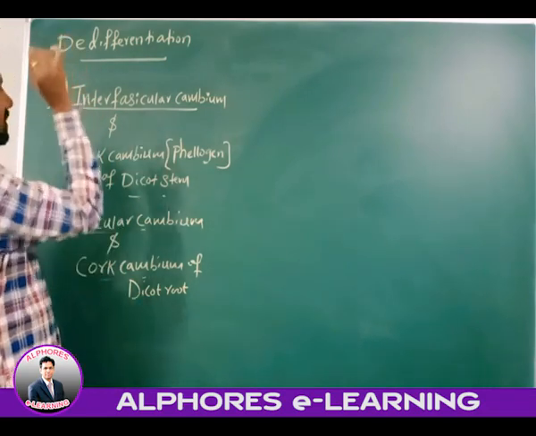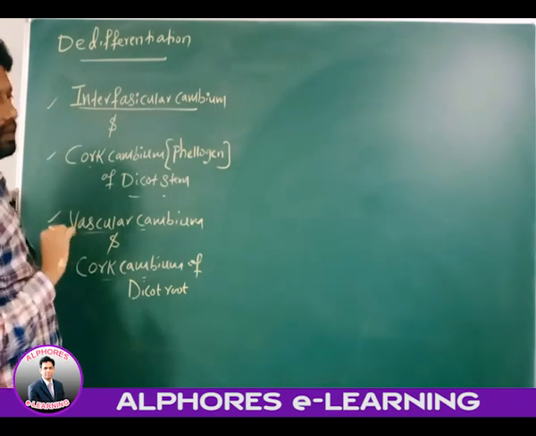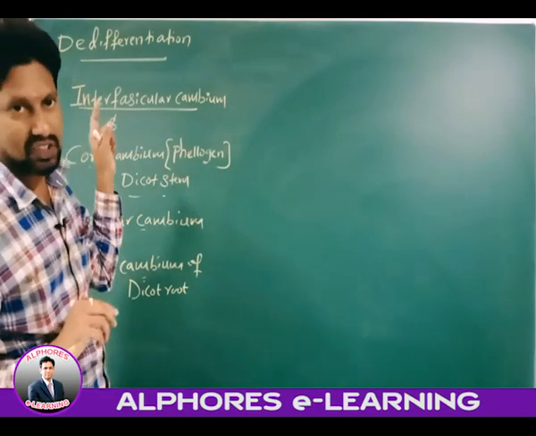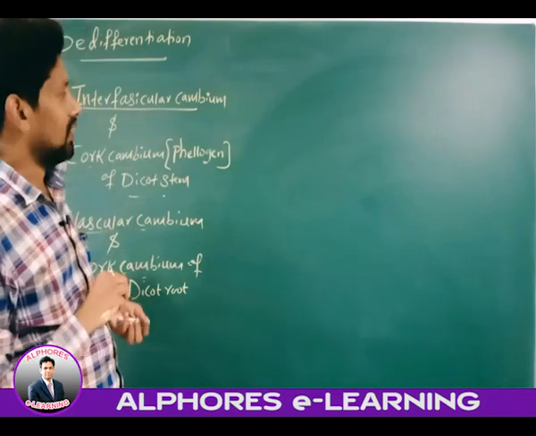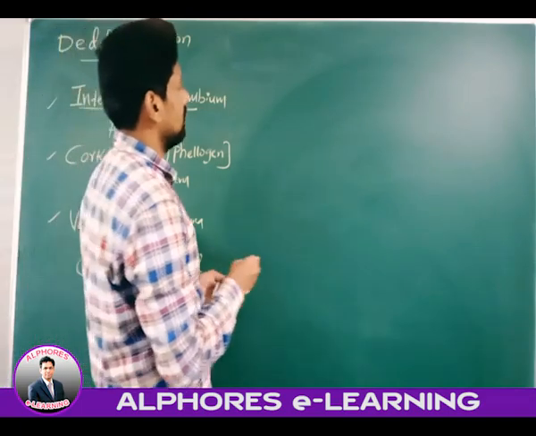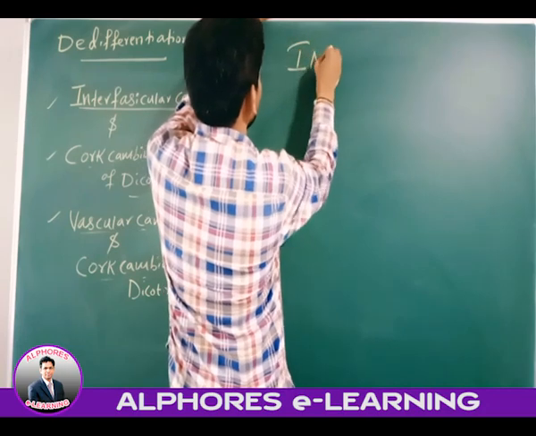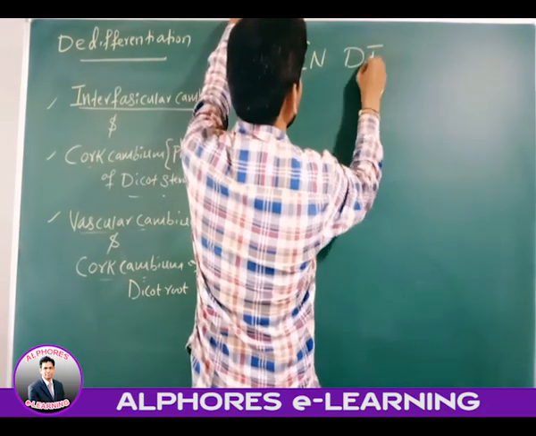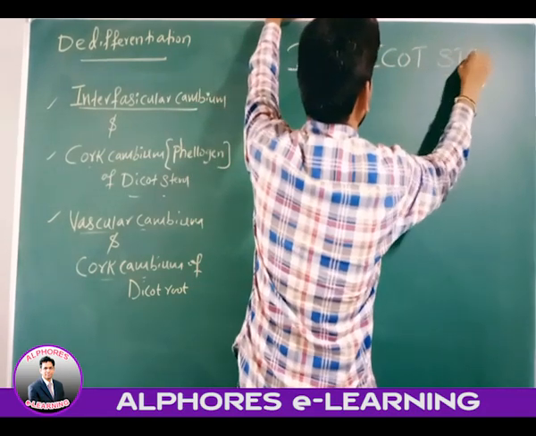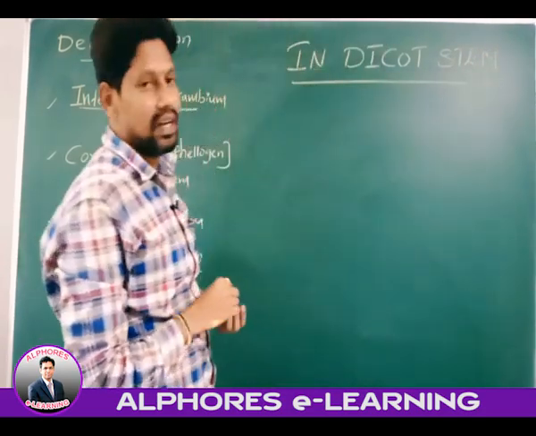Sir, how are we saying that interfascicular cambium, cork cambium and vascular cambium are examples of de-differentiation process, sir? Is this statement okay? Go for the first one, interfascicular cambium. Now listen here. I am taking dicot stem first, right? In dicot stem.